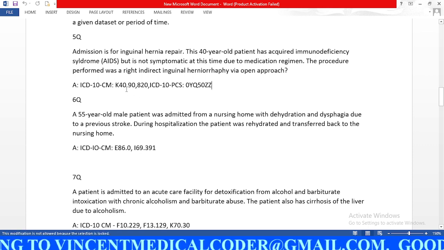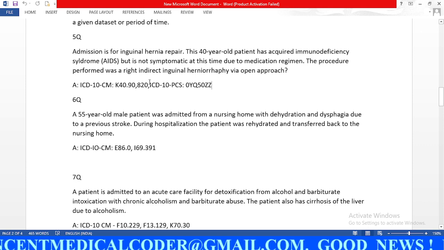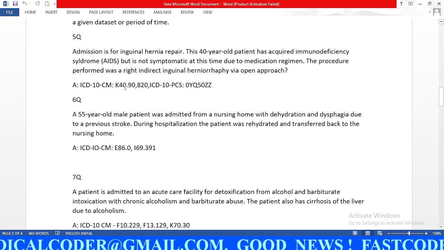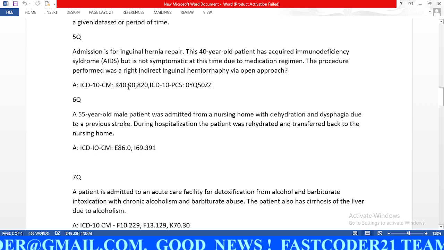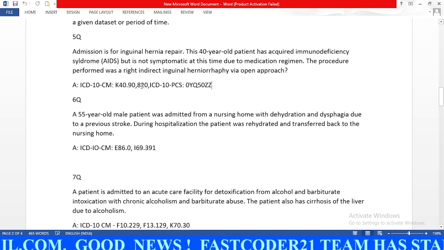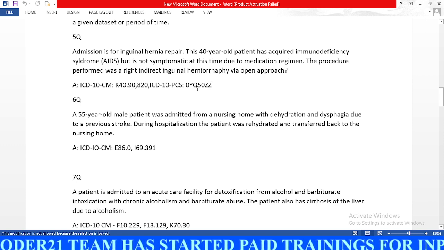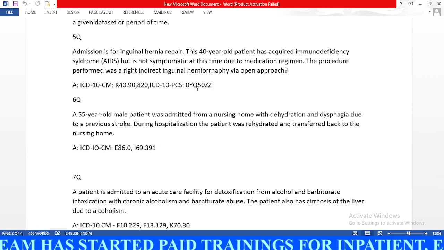So here if we take the ICD-10-CM codes, the reason for the procedure is inguinal hernia. So here we need to code K40.90 as the main diagnosis. And also we need to code the AIDS code, which is B20. And also we need to code the right indirect inguinal herniorrhaphy via open approach.